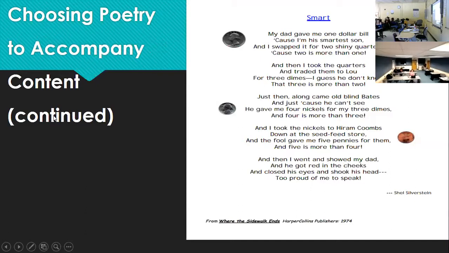Just then, along came old blind Bates, and just because he can't see, he gave me 4 nickels for my 3 dimes, and 4 is more than 3. And I took the nickels to Harmon Coombs down at the seafood store, and the fool gave me 5 pennies for them, and 5 is more than 4. And then I went and showed my dad. He got red in the cheeks. He closed his eyes and shook his head, too proud of me to speak.